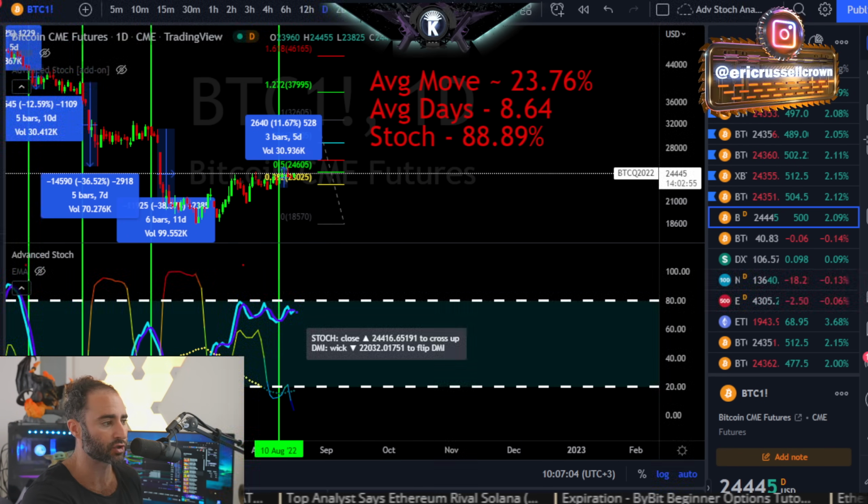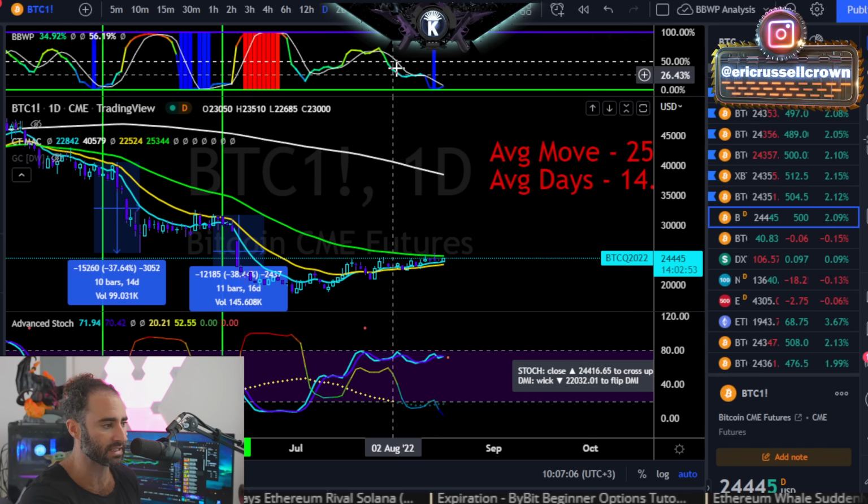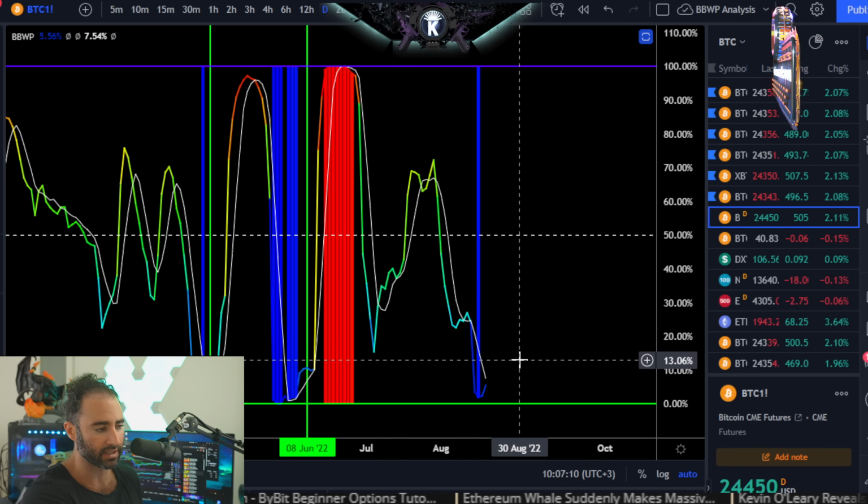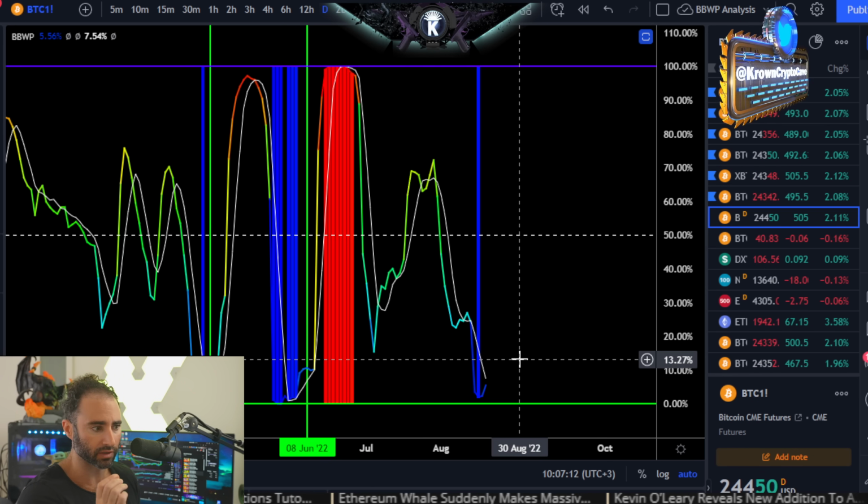Again, we can combine that chart with this chart, looking at volatility from a different angle, looking at it from the BBWP, and we see extreme lows right here, which we did not actually see on the last iteration of expansion.